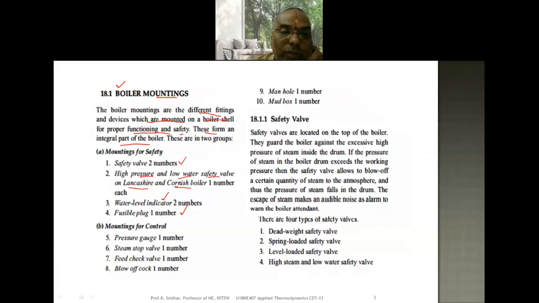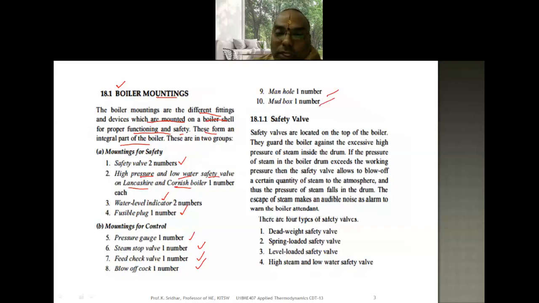Here you can see the safety valve is an example of a mounting. The high pressure and low water safety valve is also a mounting. The water level indicator is a mounting, and the fusible plug is also a boiler mounting. Next are the pressure gauge, steam stop valve, feed check valve, blow off cock, manhole, and mud box.